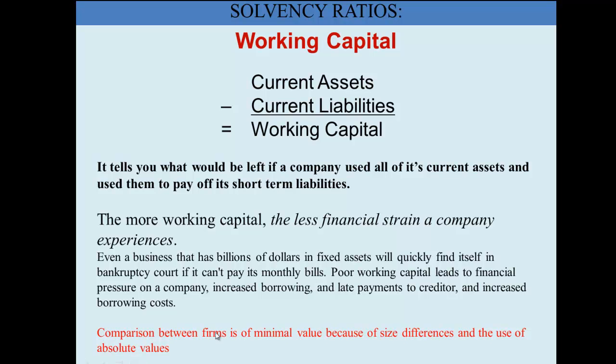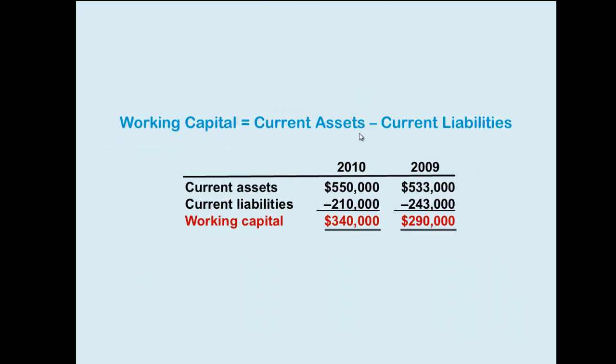I want to point out here that the comparison between firms is of minimal value because of size differences between, let's say, Walmart and Target, and the use of these absolute values. Using numbers makes it difficult to compare the working capital. Using working capital to compare Walmart and Target is kind of cumbersome, because what is an appropriate amount of working capital for Walmart might not be for Target. This is an example of how we could calculate that.